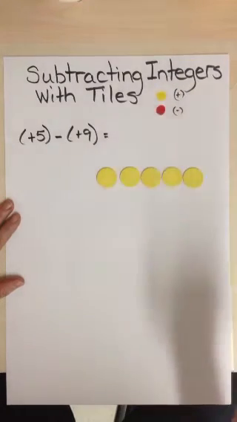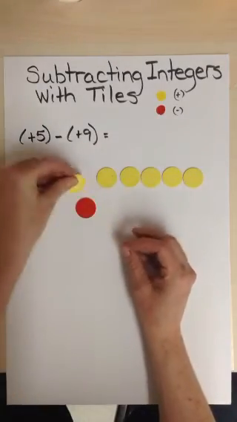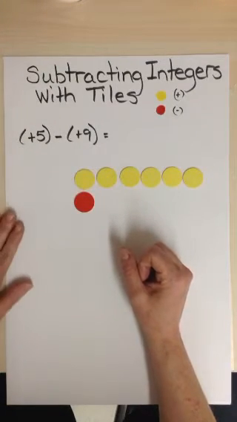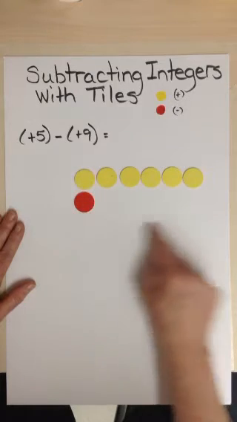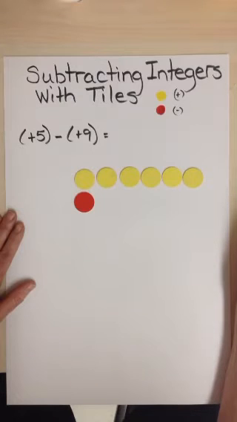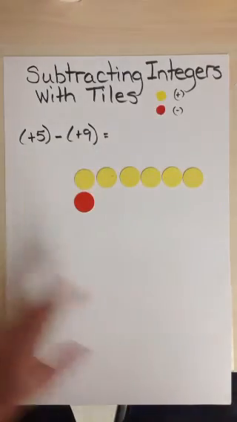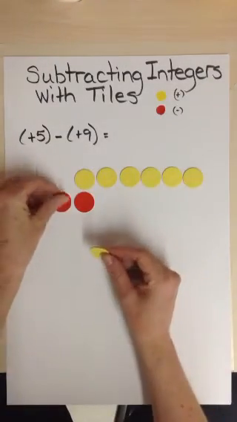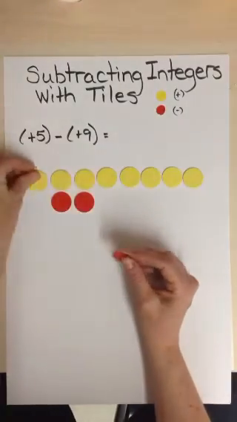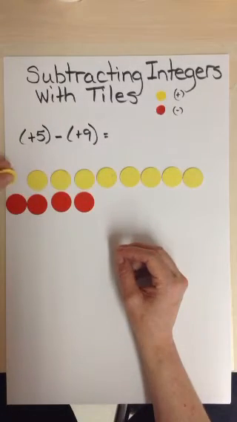We learned that zero pairs can be tacked on to an integer, or the model of an integer, without changing its value. So I've just put one zero pair onto my positive 5 and the value is still actually positive 5. It hasn't changed. If I keep that in mind, I'm going to start tacking on more zero pairs until I actually have enough tiles on the page to remove 9 positive tiles.